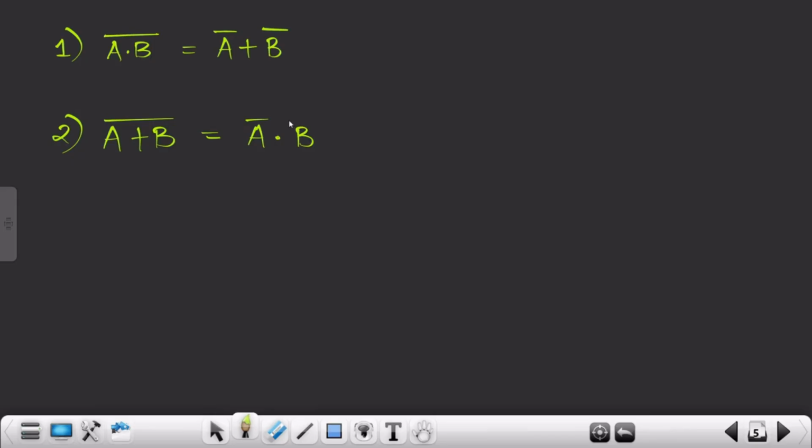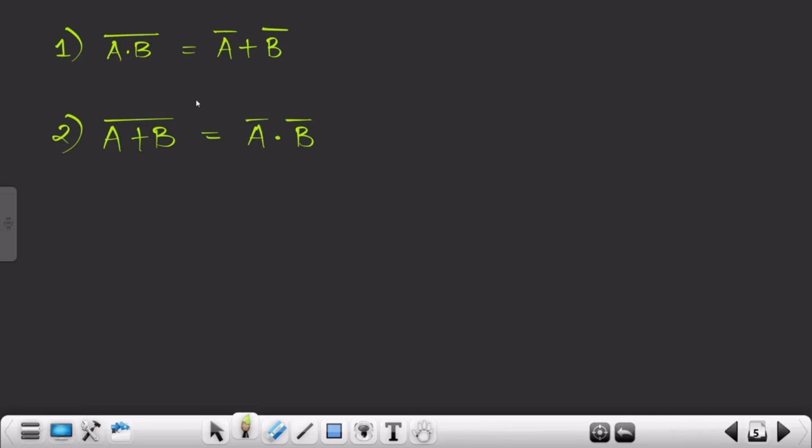As you can see very clearly, on the LHS we are taking the negation on the whole of the term, A into B the whole bar. And on the RHS we are taking the complement of single variables, single variable inputs. Over here as well, we are taking the complement of the whole expression, that is A plus B the whole complement, and over here we are taking the negation sign just with a single variable.